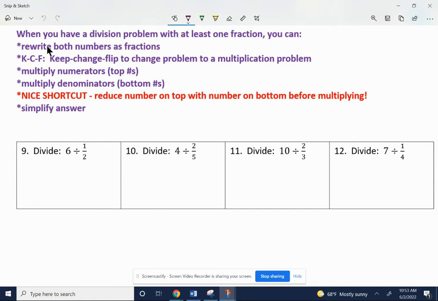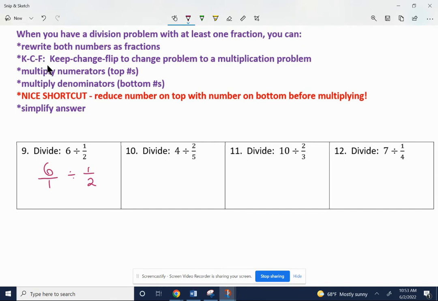If you look up here, rewrite both numbers as fractions first. 1/2 is already a fraction. To change 6 into a fraction, think of it as 6 over 1. Any time you divide a number by 1, it's equal to the number you started with. So 6 divided by 1 is really the same thing as 6. I just rewrote it. So make sure they're both fractions.